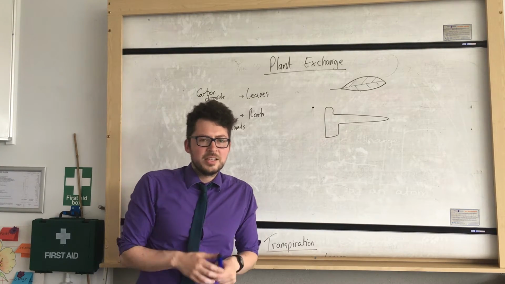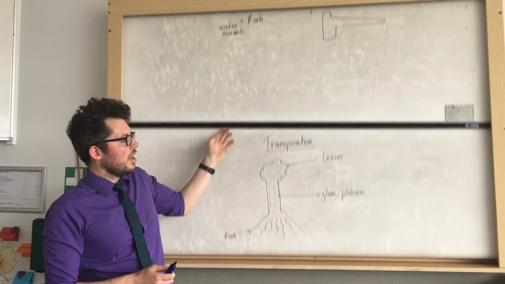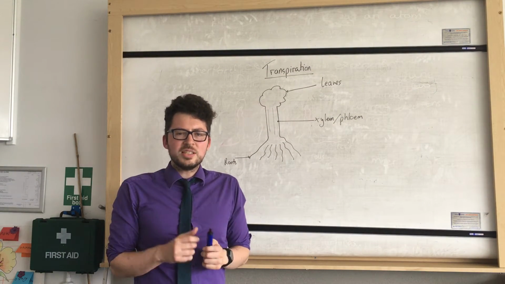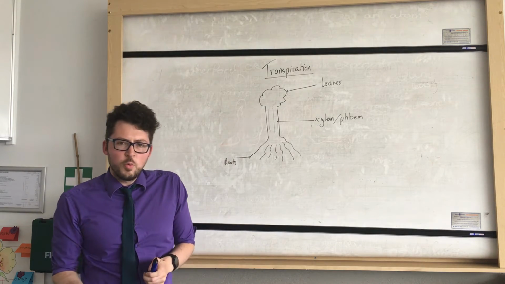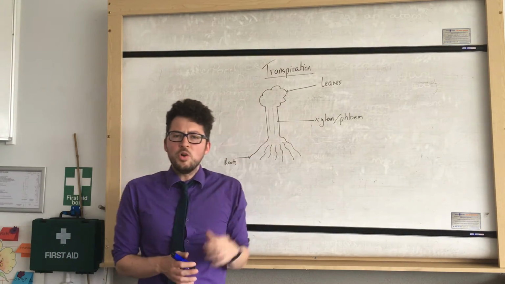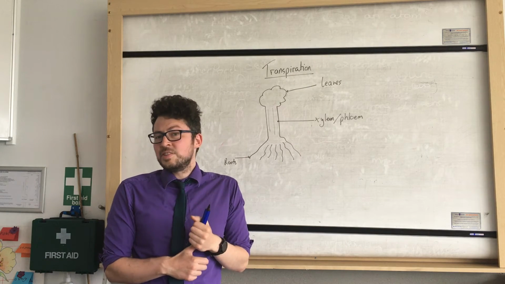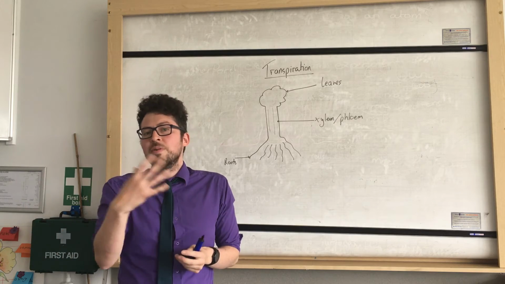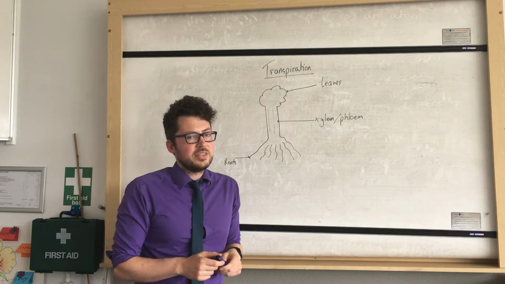So they're the features. Now, we need to look at another factor, something else that's called transpiration. Now, transpiration is the movement of water up from the roots up to the leaves. Water needs to get up to the leaves because the leaves are where photosynthesis occurs, and water is one of those raw materials required for photosynthesis.